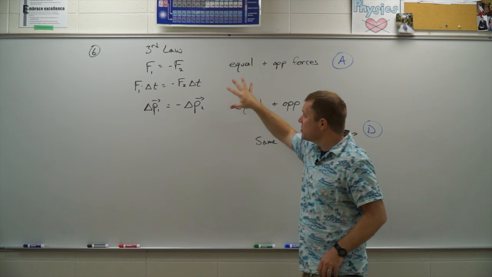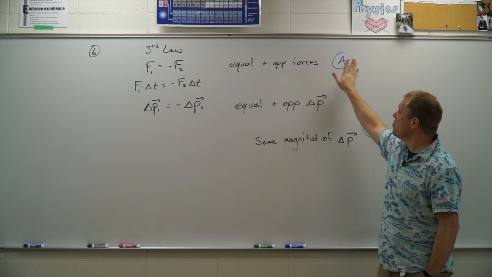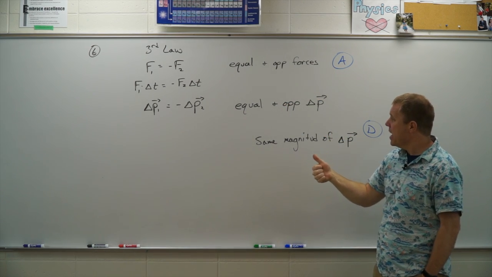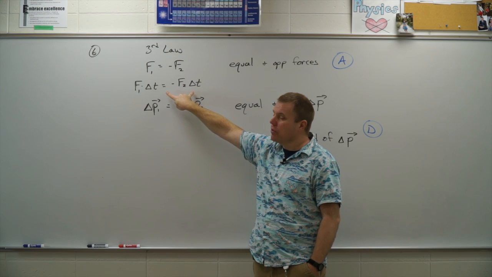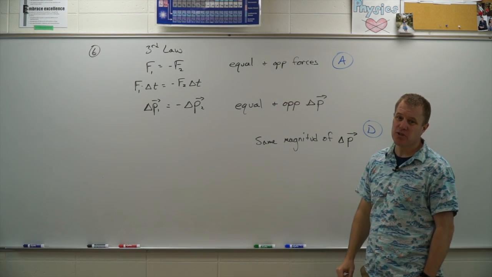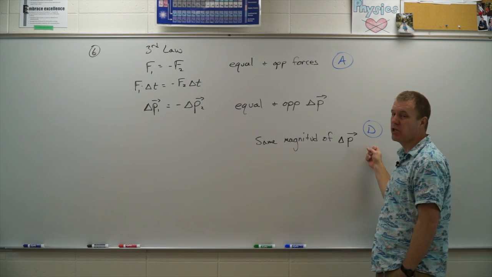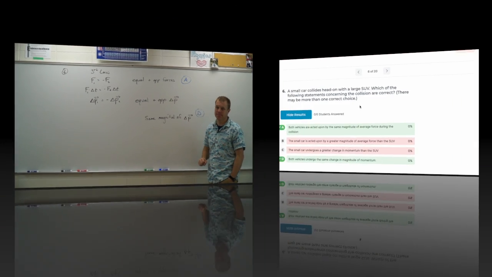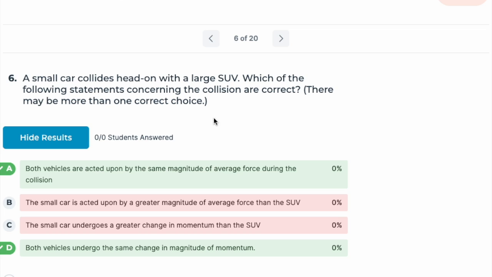Okay, similar to the last one, we still have Newton's third law, so we are going to have equal and opposite forces, so A, and equal and opposite forces for equal amounts of time, equal and opposite changes in momentum, but those magnitudes of those changes in momentum will be the same, so D as well. Yes, A and D, both vehicles are acted upon by the same magnitude average force during the collision, and both vehicles undergo the same change in magnitude of momentum.